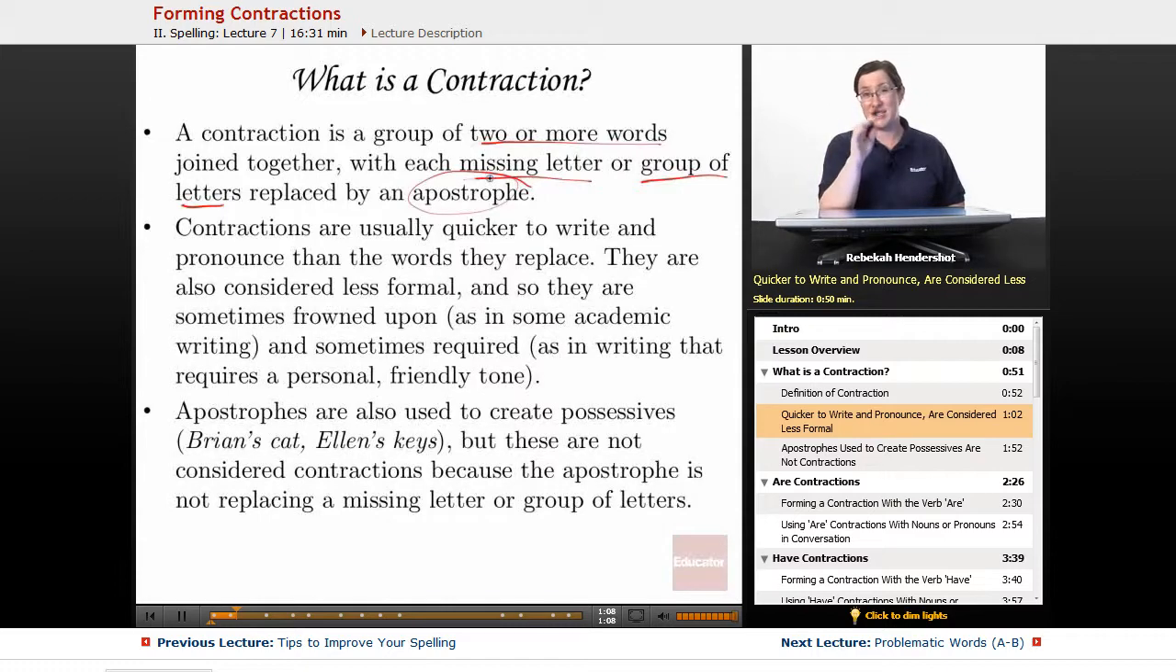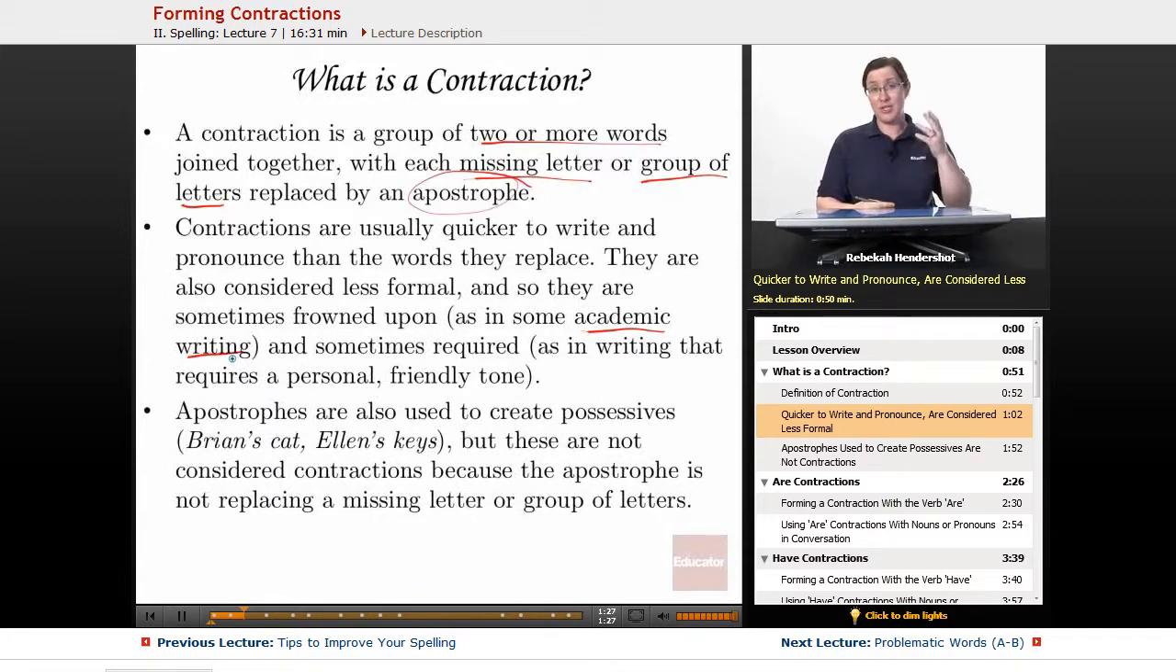They're also considered less formal, and that's a little bit of a double-edged sword because they're less formal, they're sometimes frowned upon in some academic writing. You may be working on a dissertation or a master's presentation, and you may be told, don't use contractions, they're not considered professional, in which case, follow that rule.